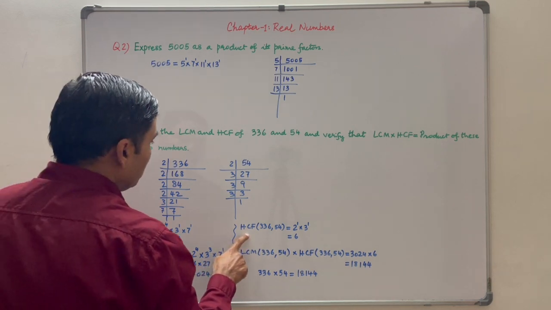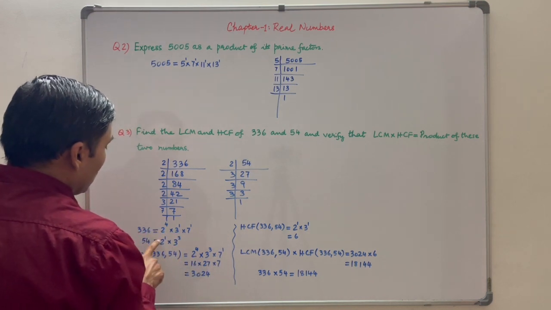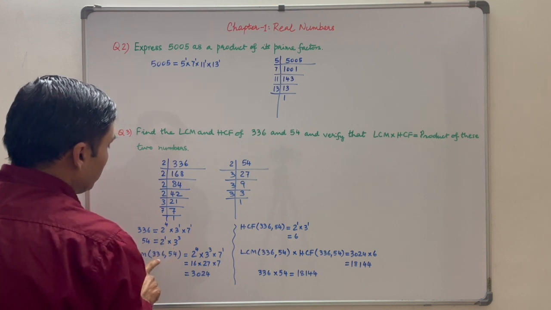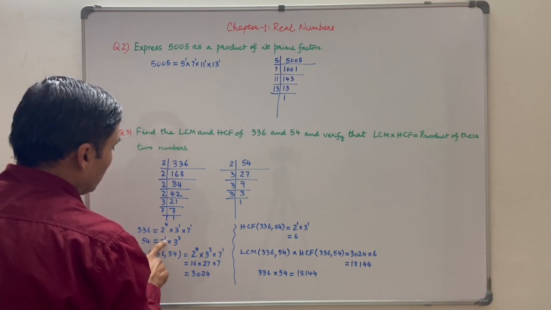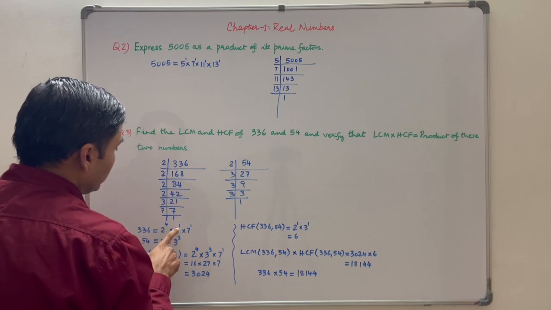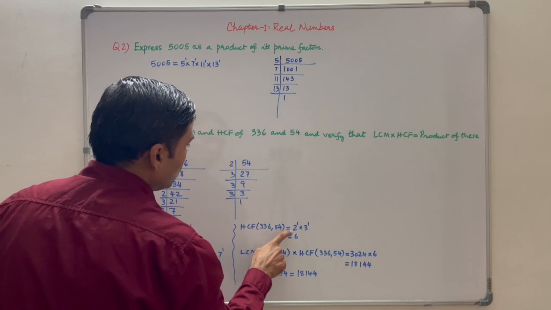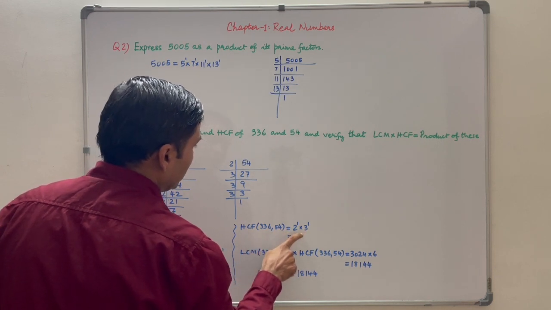For HCF, we will see what are the common prime factors in these two numbers. So they are 2 and 3. And what is their minimum power? Minimum power of 2 is 1 and that of 3 is also 1. So HCF of 336 and 54 will be 2 to power 1 into 3 to power 1 and that is 6.